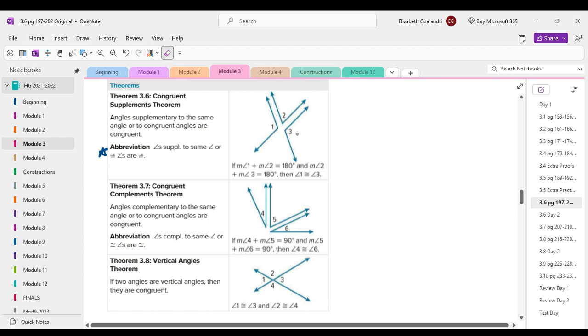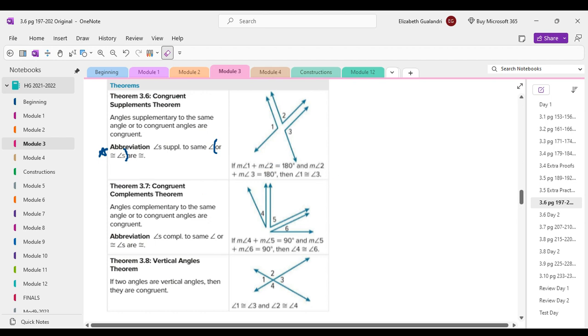So angles supplementary to the same angle. So since angle 1 was supplementary to angle 2 and angle 3 was supplementary to angle 2, then angle 1 is congruent to angle 3. So again, there's a second little part to this. To the same angle, you could have or congruent angles. That piece doesn't have to be in there. But if that's in there, I could have had an angle 4 over here and known angle 2 and angle 4 were congruent to say angle 1 was still congruent to angle 3.